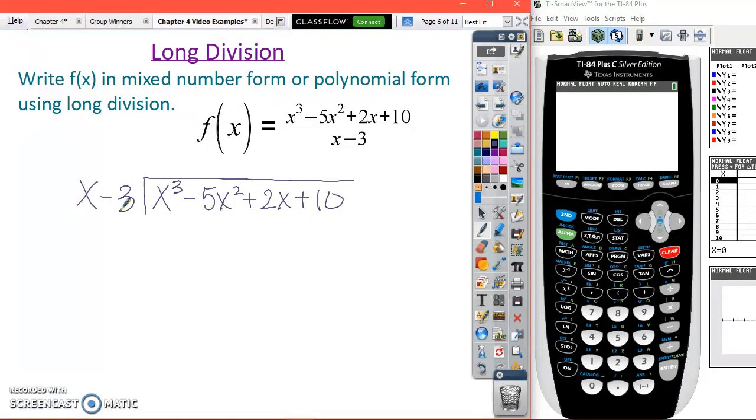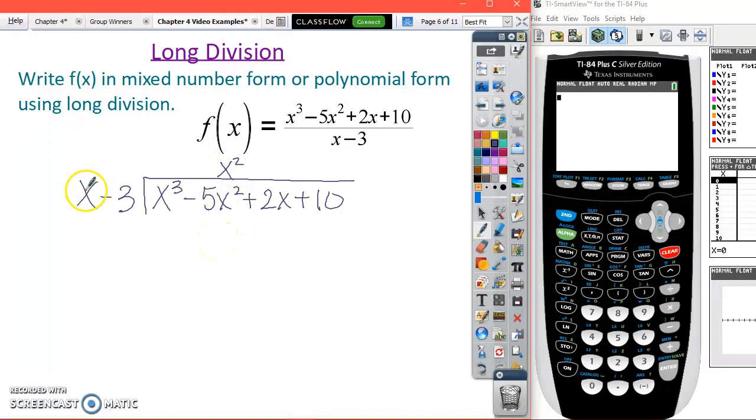The first thing I'm going to do is ask myself what times x would give us an x cubed. You can kind of ignore this negative 3 for right now, but it is going to come along for the ride when we multiply through. So x times an x squared will give us an x cubed. And notice that since we had an x squared that we need to multiply the x by, I put it above the x squared term to keep our work organized.